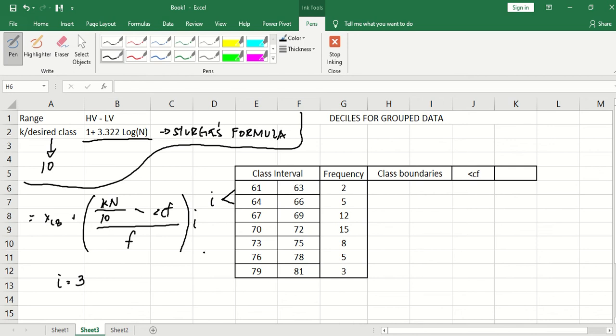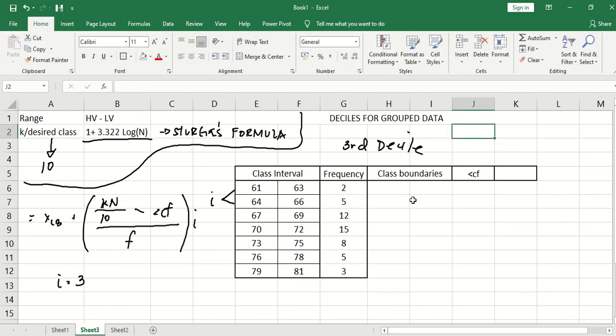So let's try to complete it first. Then let's find the decile. Let's say the third decile. So guys, this is just a short review about decile for grouped data. As you notice, all the measures of position are the same in terms of their formula. It just happens that only the numerator is different in this part. Class boundaries are just minus 0.5 and plus 0.5.